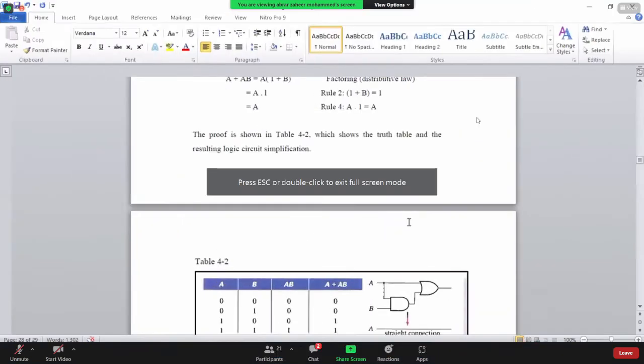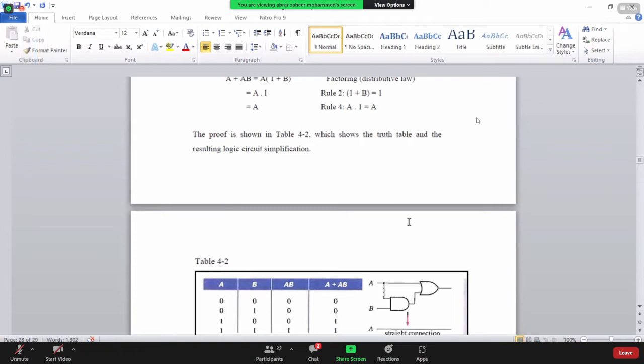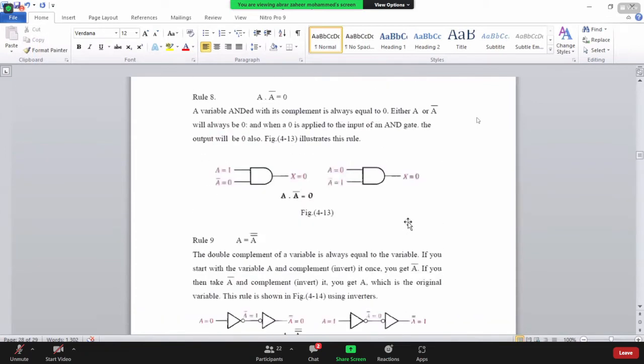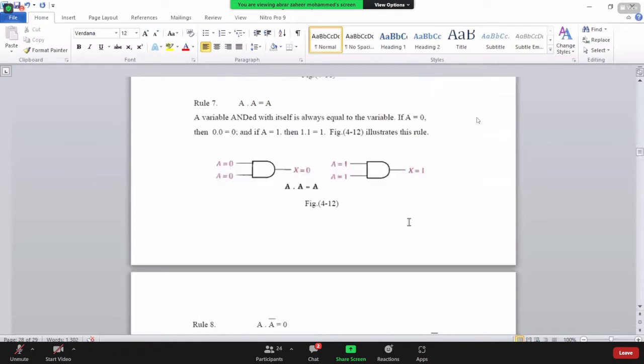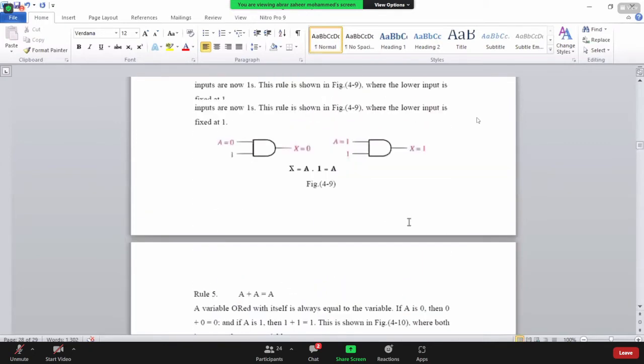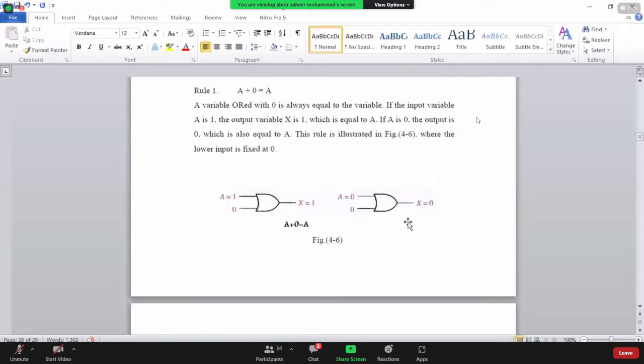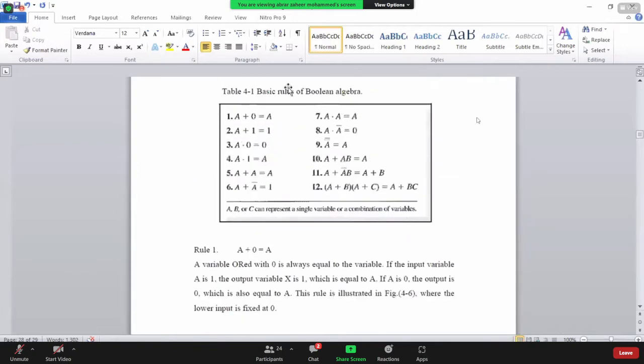Binary number system, decimal number system, octal number system, and the hexadecimal number system. Okay, and also we have seen the different Boolean laws, and also the different rules of Boolean algebra. So these are the basic rules of Boolean algebra.